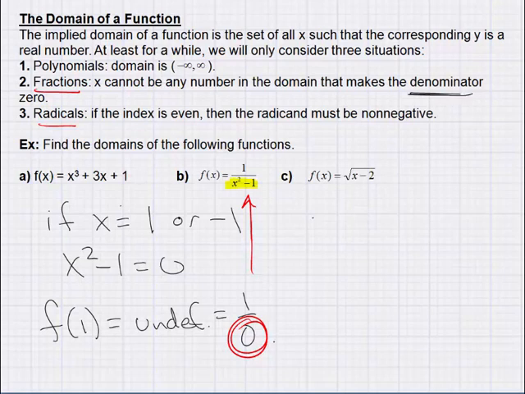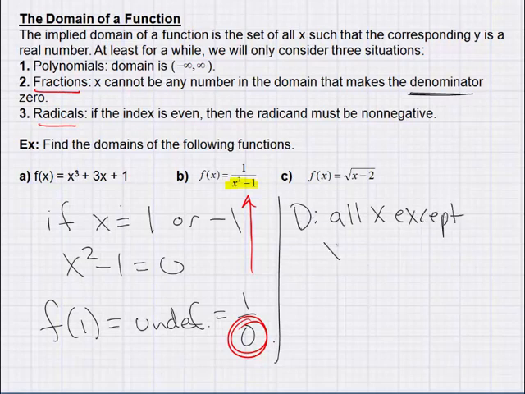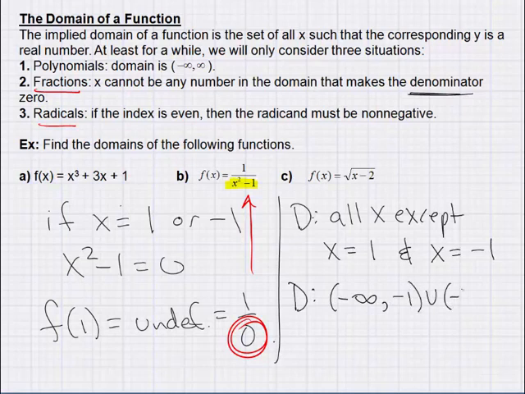So if I want to write that somehow, I could say the domain is all x except x equals 1 and x equals -1. Right? That's one way to do it. And that's just sort of writing it out in words. But you probably want to do interval notation. So interval notation would be the domain is -infinity to -1 union -1 to 1 union 1 to infinity.